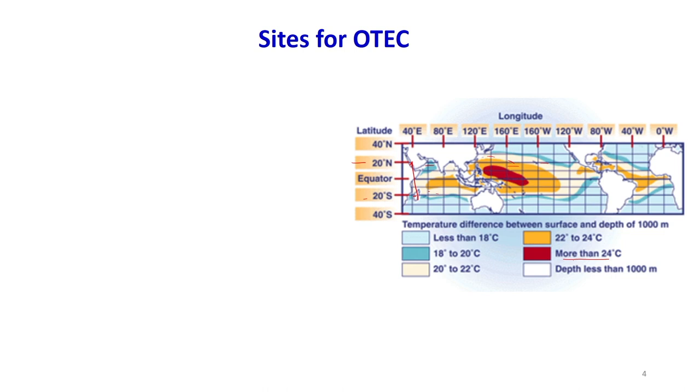In this system, a minimum delta T, that is TH minus TC, where TH stands for surface temperature and TC stands for cold sea water, that means deep water, should be more than 20 degrees C. Only then can we suggest this kind of system, right? Other locations can also be studied for temperature differences, but mostly we prefer this region.